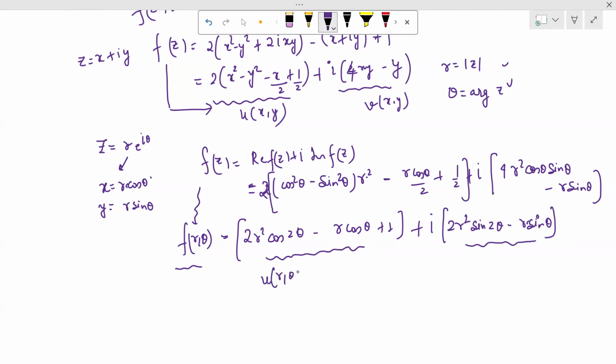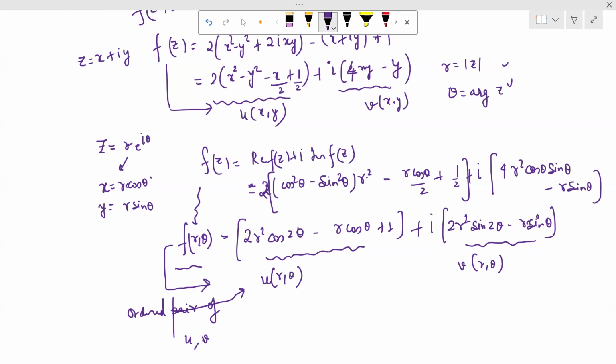So here u is expressed as a function of r and theta. v also is expressed as a function of r and theta. One has to again pay attention that this function is nothing but an ordered pair of two real functions, u and v. Is that fine? Yes, sir.